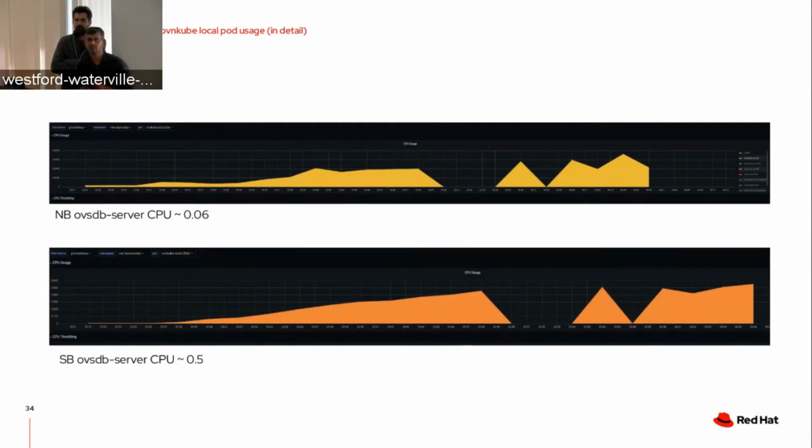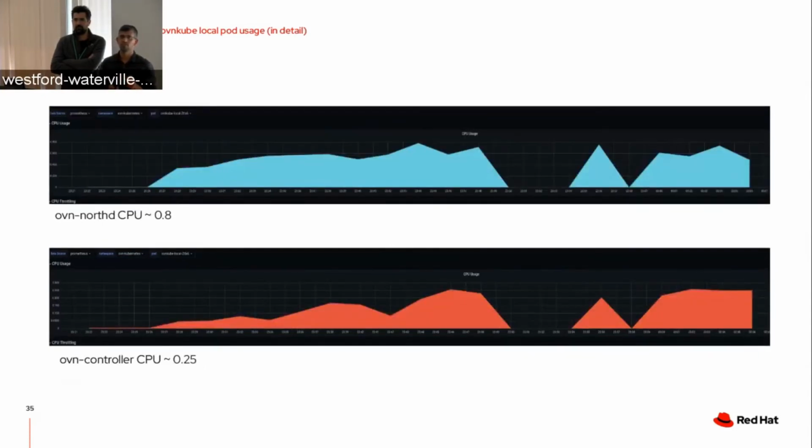So this breaks it down on each node, the NB and SB CPU utilization. And this is the ovn-northd and OVN controller CPU utilization. Northd again is taking a little less than in the upstream OVN Kubernetes master deployment.